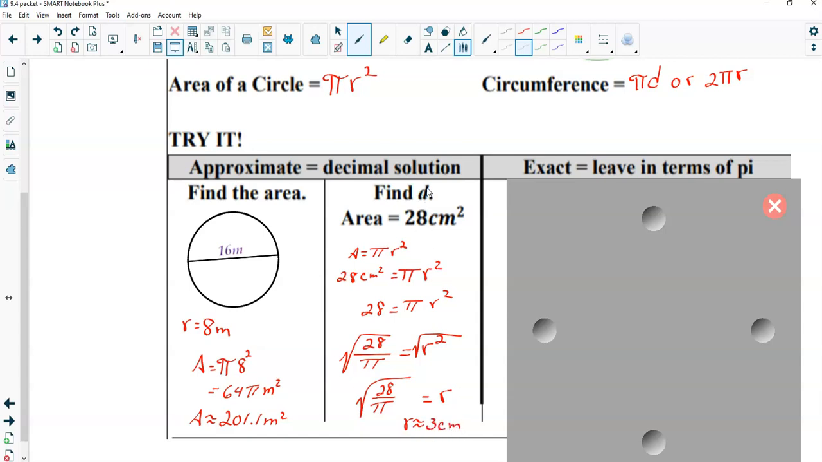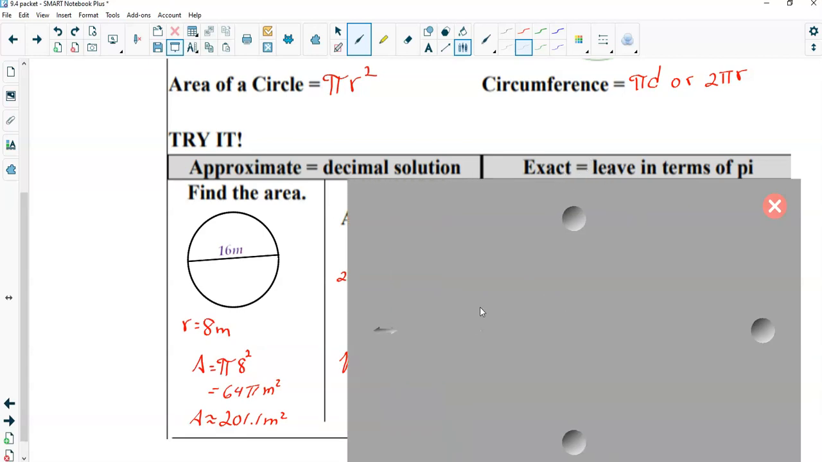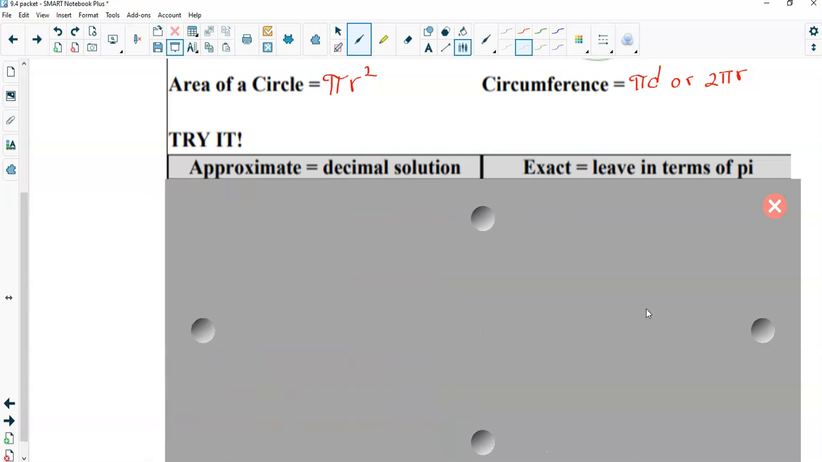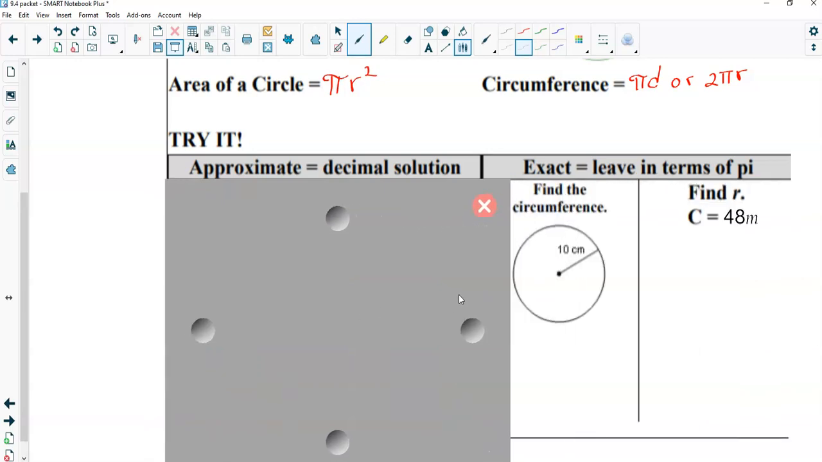And we're looking for the diameter, so the diameter is double that. So the diameter would be 6 centimeters. And there you have it, and that's approximate. There you go. Now, when we're looking for exact, it means we're going to leave it as pi. We're not going to take pi away from that.